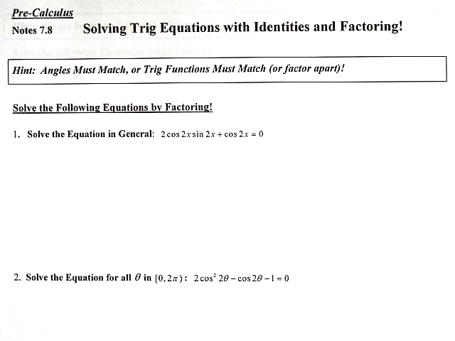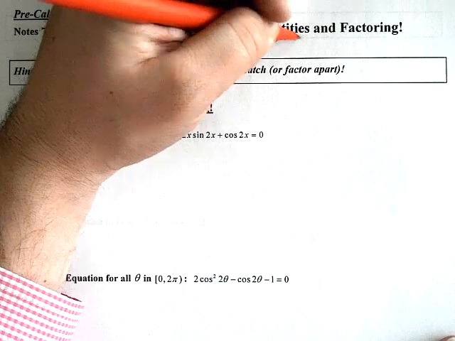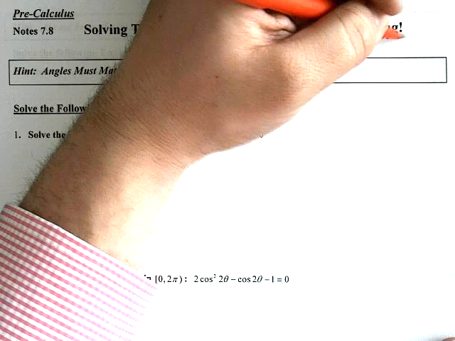Ladies and gentlemen, here we are, last new material. And really, guys, it's just a continuation of the last stuff. The big difference here is that we need to use identities, and we need to be able to use factoring.